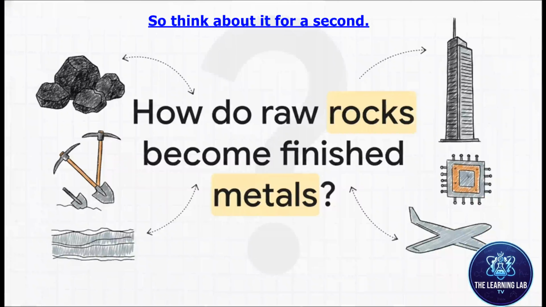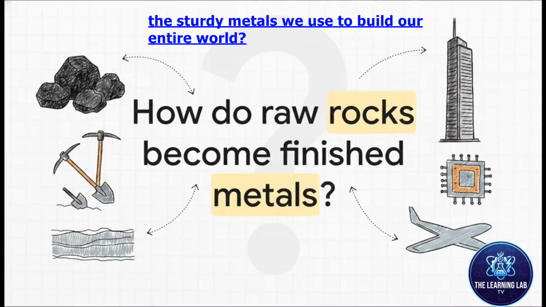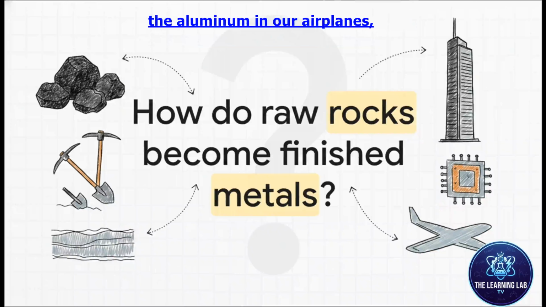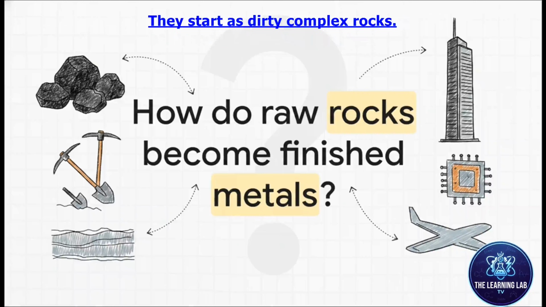So, think about it for a second. How do the raw, dirty materials buried deep underground actually become the sturdy metals we use to build our entire world? I mean, the steel in our skyscrapers, the copper in our smartphones, the aluminum in our airplanes, they definitely don't just spring out of the ground looking like that. They start as dirty, complex rocks.